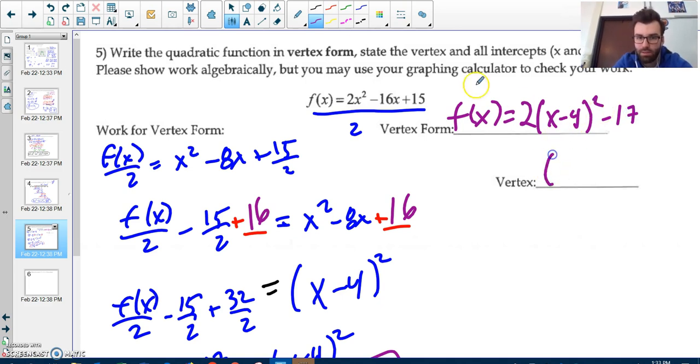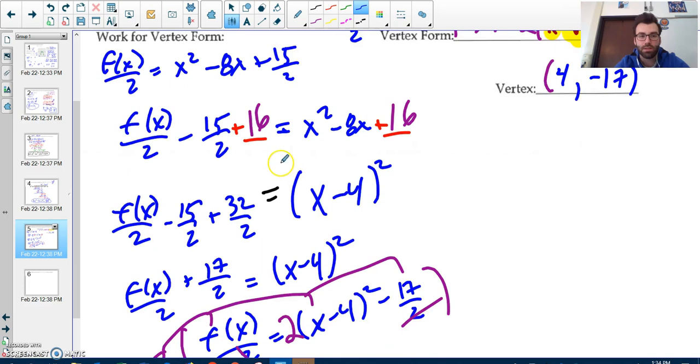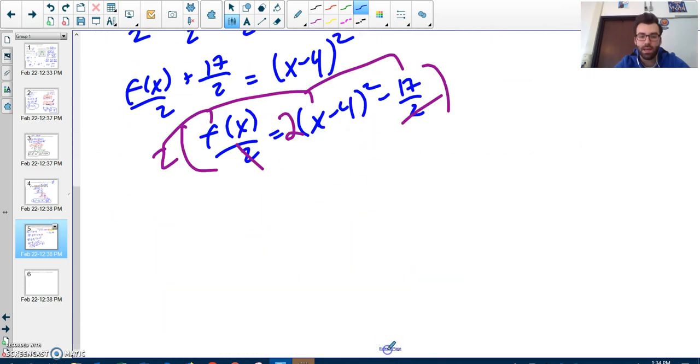The vertex, remember the vertex comes from here and here. I take the opposite of the inside, so 4, and the outside stays the same, so negative 17. Okay, 4, negative 17. Don't use the 2. The 2 tells us how much I stretch or shrink the graph, or whether it opens up or down. It does not affect my actual vertex. That was a common mistake on our last test.